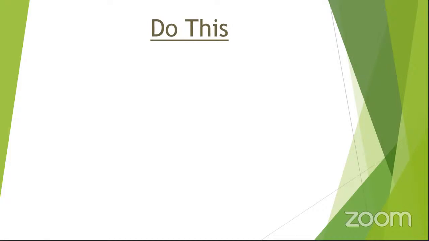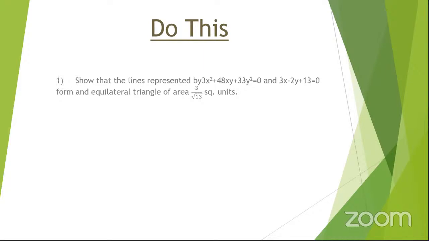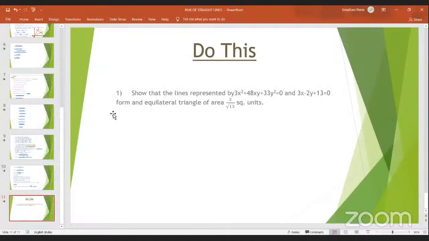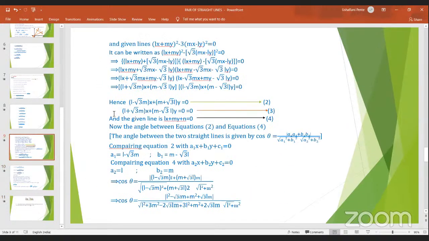So you all have to practice this. You have to do it as homework. This sum: show that the lines represented by 3x square plus 48xy plus 33y square equals 0, and 3x minus 2y plus 13 equals 0 form an equilateral triangle of area 3 by under root 3 square units. So this is the homework you all have to do.